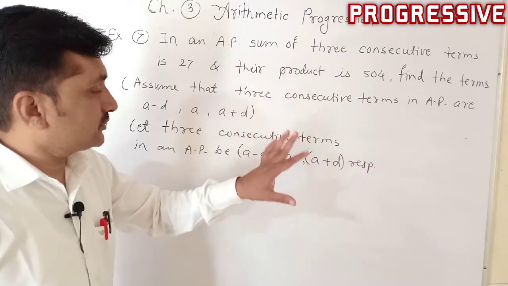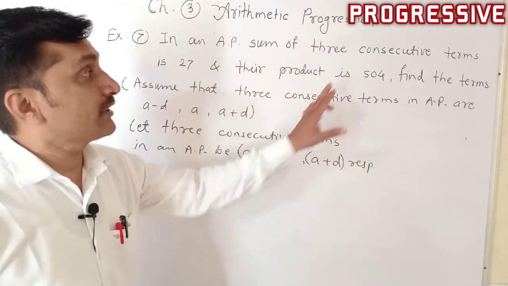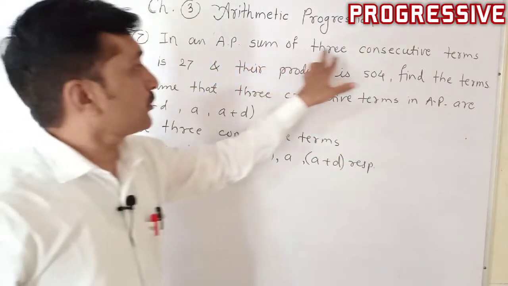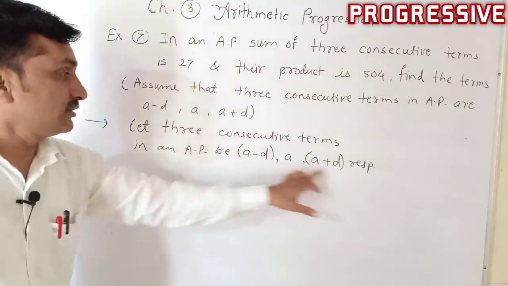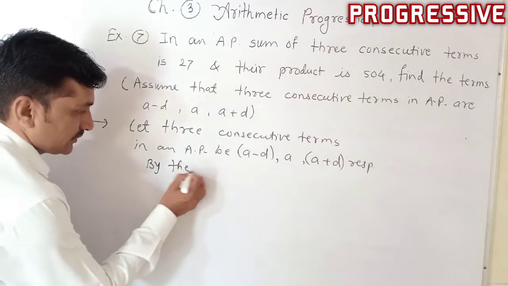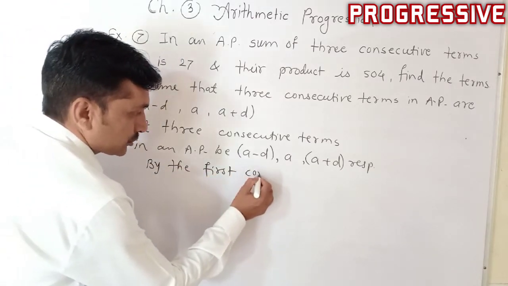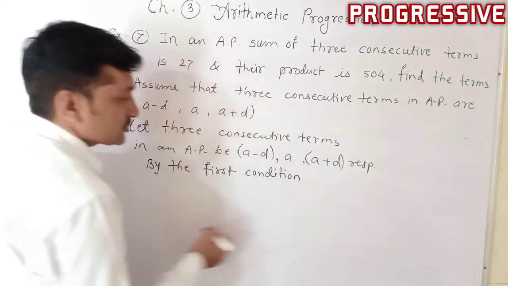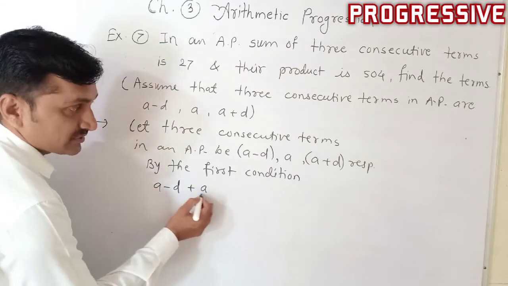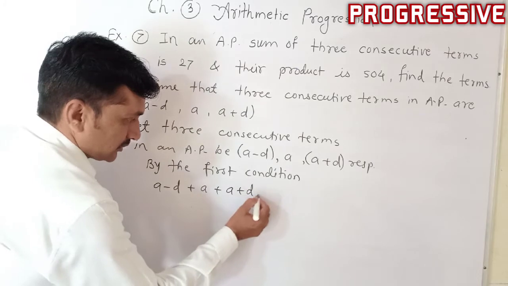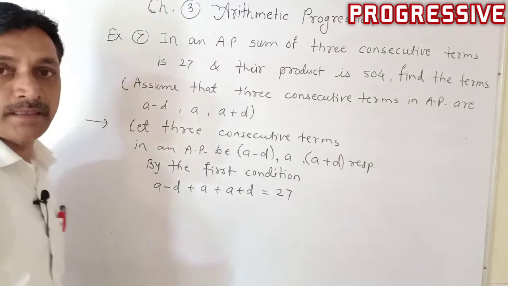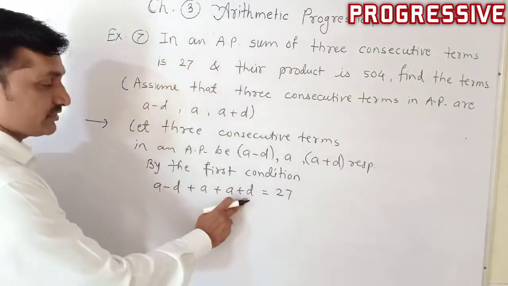These are three consecutive terms. Now two conditions are given, and by solving these two conditions we have to find the terms. First condition: the sum of three consecutive terms is 27. Therefore, by the first condition, the sum of these three, a minus d plus a plus a plus d, is equal to 27. This is the first condition.